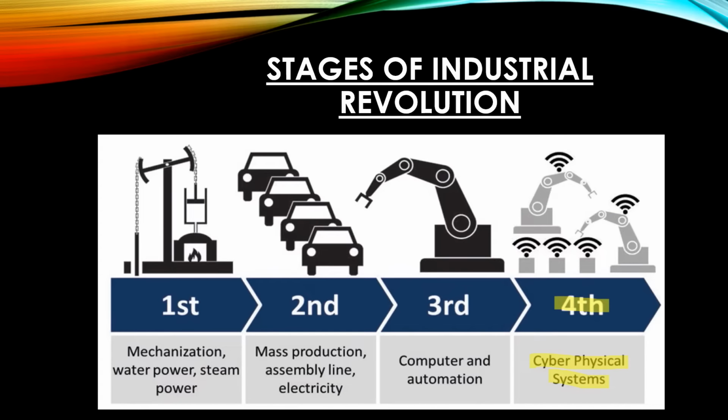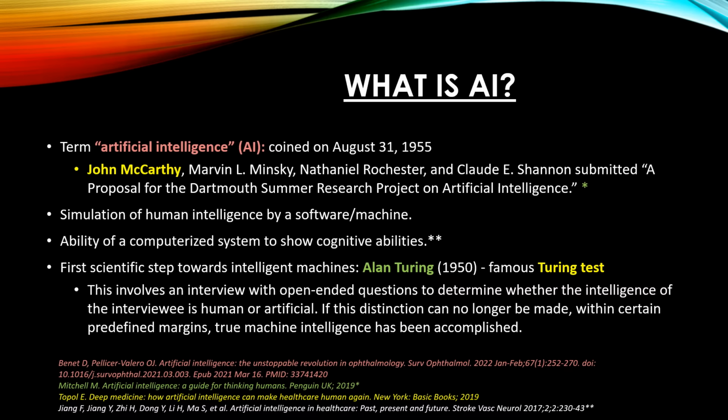So we have these four stages of industrial revolution, and currently we are in the fourth stage of cyber physical systems. So what is AI actually? This term was coined on August 31st, 1955 by the revered John McCarthy et al. in their A Proposal for Dartmouth Summer Research Project on Artificial Intelligence. Artificial intelligence means the simulation of human intelligence by a software or machine. So it's the ability of a computerized system to show cognitive abilities like memory, language.